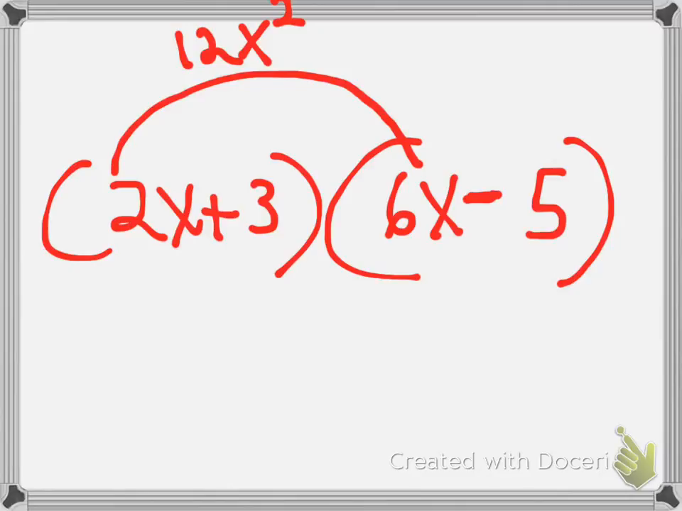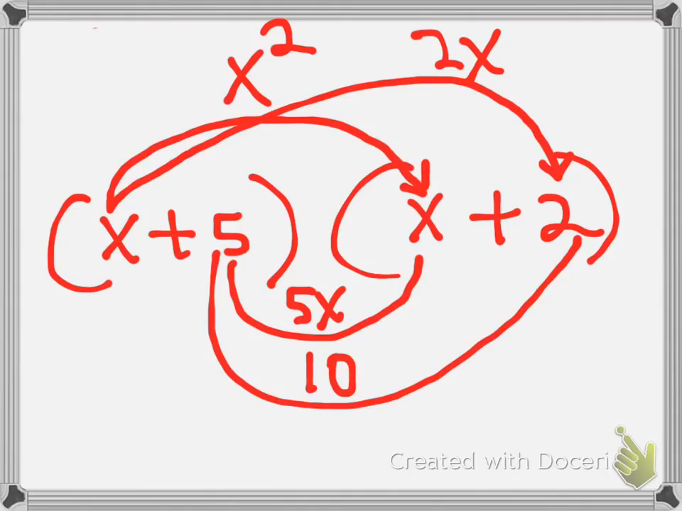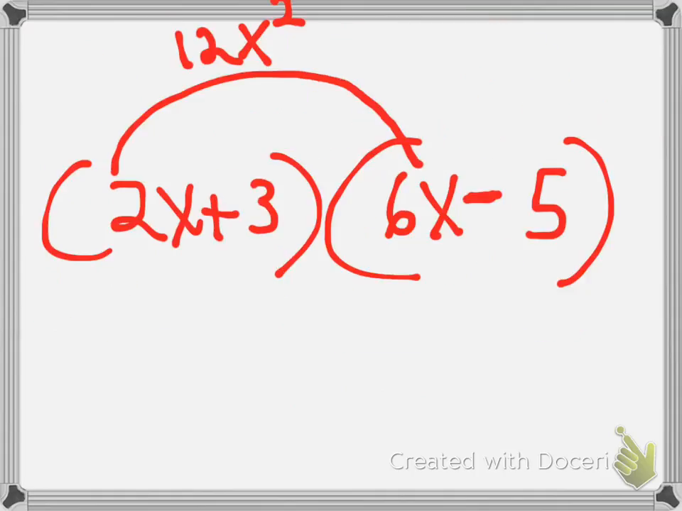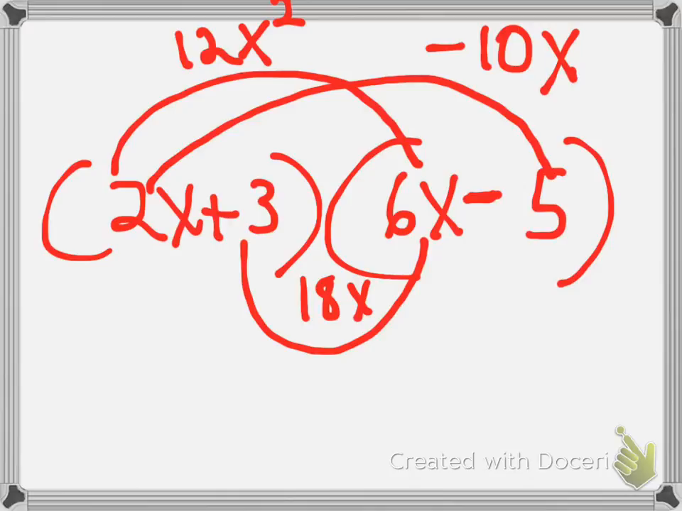Now, next we do outside. So that's basically 2x times minus 5. So that's minus 10x. Now let's do inner. 3 times 6x, which is 18x, because 3 times 6 is 18. And, oh, I forgot to write the x here. That would have been a big mistake.